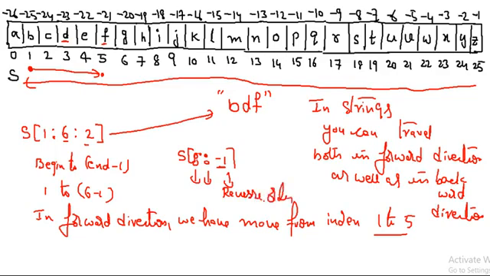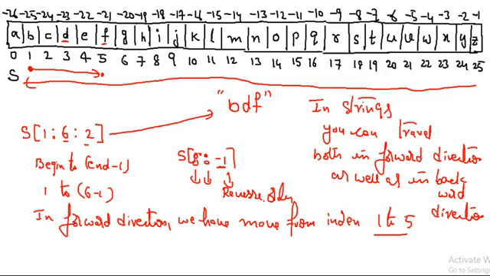That means this is an operation for reversing the string. If you want to reverse the string without any function, you can reverse the string with the slicing operation colon minus 1. So minus 1 indicates it is a negative value.